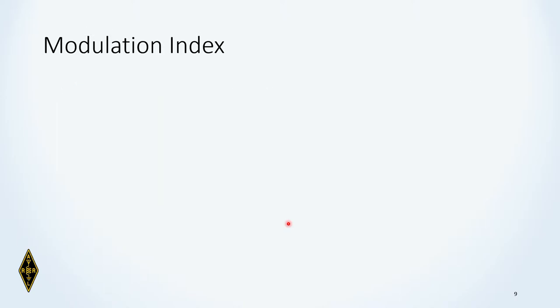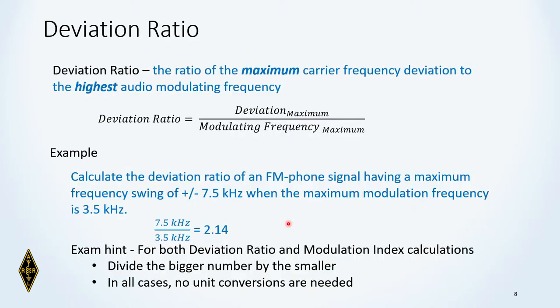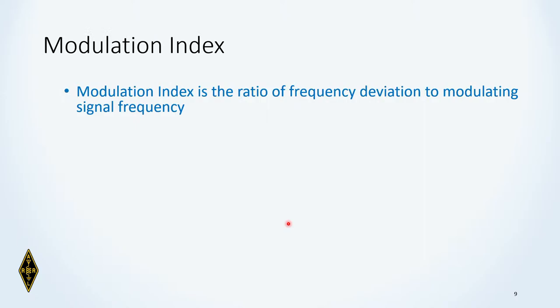So we were talking about deviation ratio. Now let's talk about modulation index. Very similar concept. We'll have some diagrams to go with this too. In the definition, modulation index is the ratio of frequency deviation to modulating signal frequency. In the previous one, where we were considering the deviation ratio, we were talking about the maximum signal frequency. This happens to be whatever is coming in at the time.